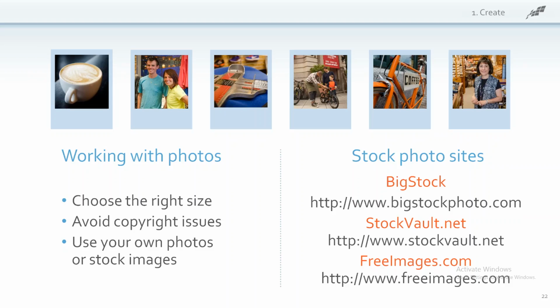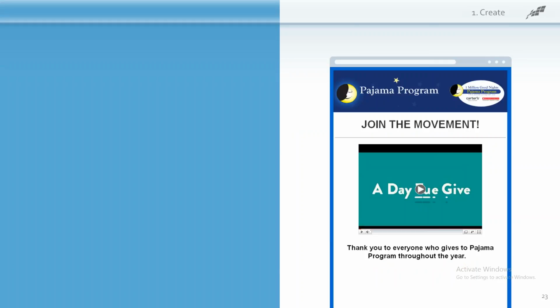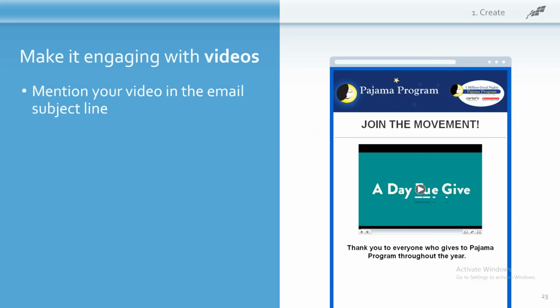Video. Let's not forget video. Video is a powerful way to engage with your audience. People actually prefer watching a video to reading long web pages full of text. So when using video, make sure you mention in your subject line that your email includes a video, so your readers know right away about it. Actually, I sent an email the other day and I forgot to do that. Darn.